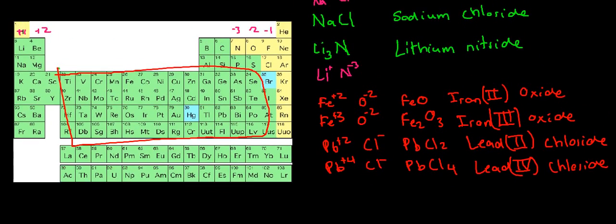And now I need to talk about polyatomic ions. Polyatomic ions are anions or cations that are made up of more than one element. For example, OH minus is called hydroxide. And this is an anion made up of an oxygen and a hydrogen.